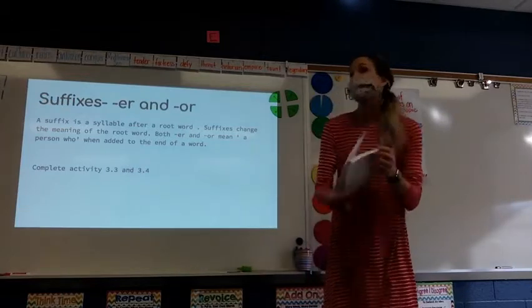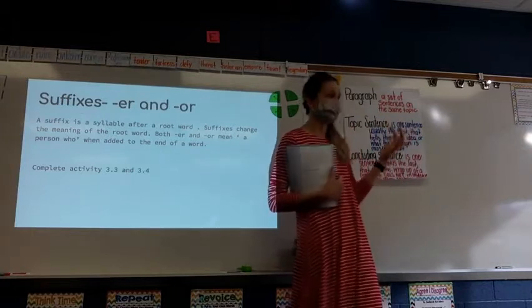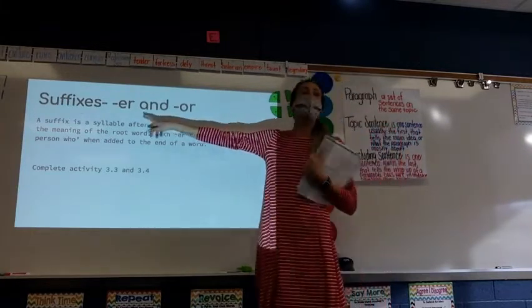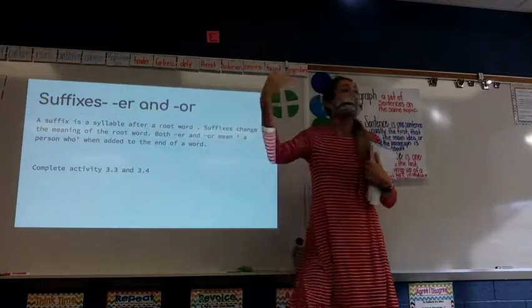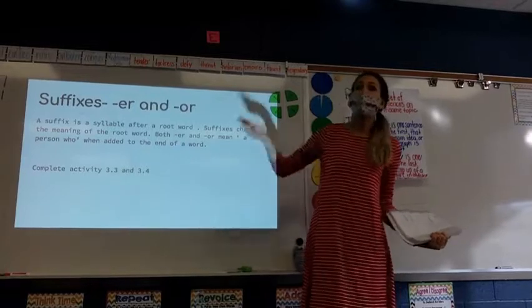There's re, there's des, there's un, there's miss. So many prefixes. Today we're going to shift focuses a little bit, and today we're going to look at suffixes. So today we're going to look at ER and OR. A suffix is the opposite of a prefix. It goes at the end.